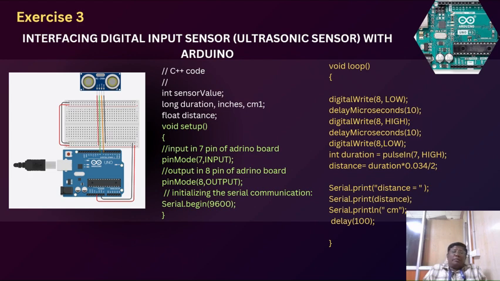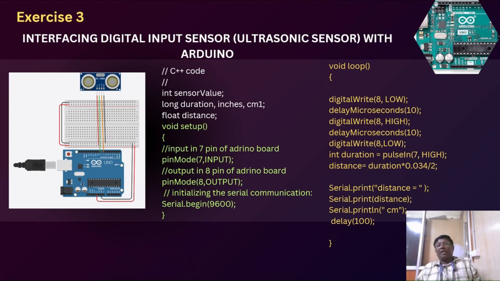Initialize the serial communication, 9600 is the baud rate, and a digital write. So pin 8 is given as a digital write. Okay, digital write low, and delay microseconds. So 10 microseconds, and digital write pin 8 will be taken as high, delay microseconds, and similarly the pulseIn. So depending upon the value, it will find out the distance.